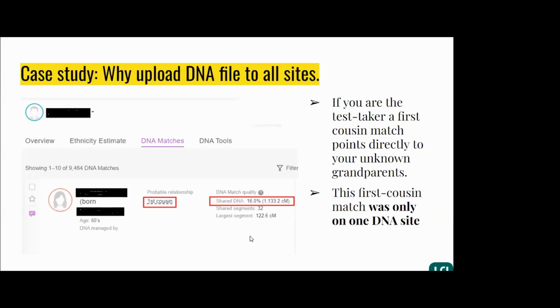So with this first cousin, it took about an hour to solve the case, whereas with only the Ancestry DNA matches, it's still possible, but it would have taken many weeks.